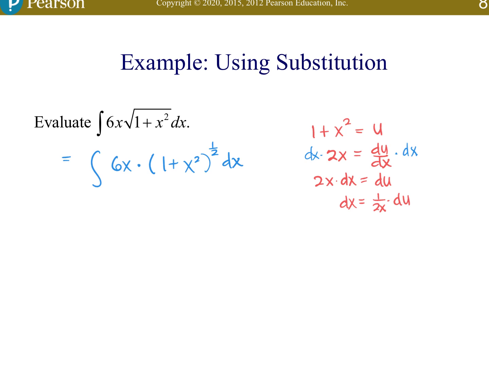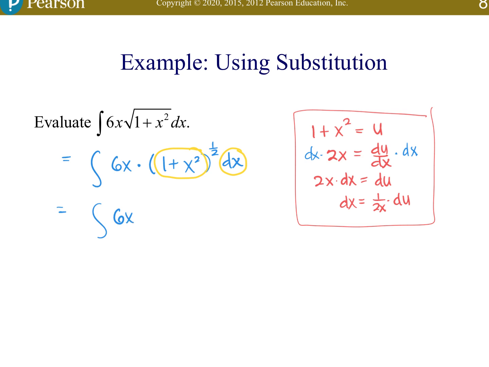Now our pre-work is done. We're going to go back to our integral. The only two places we are going to substitute are in the parentheses and the dx. We're going to substitute here and we're going to substitute here. Don't worry about the 6x right now. Trust me, it'll be all right. We're only going to make those two substitutions. So I'm going to end up with 6x times parentheses u to the half times 1 over 2x times du.